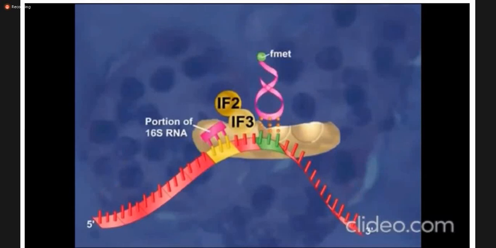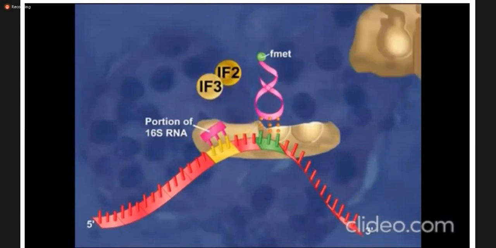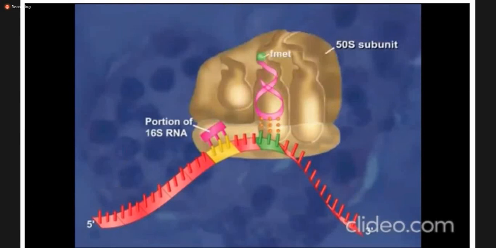IF2 and IF3 hydrolyze GTP as an energy source to promote the association of mRNA, tRNA, and the ribosomal subunits. Translation initiation is completed when the large ribosomal subunit binds and IF2 and IF3 are released. Later, when translation is completed, IF1 is needed for the dissociation of the complex.